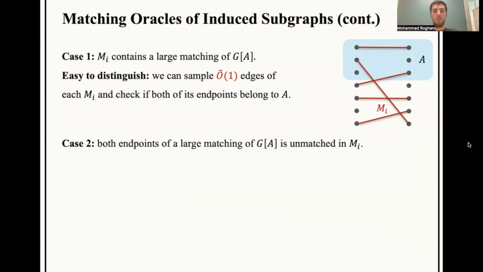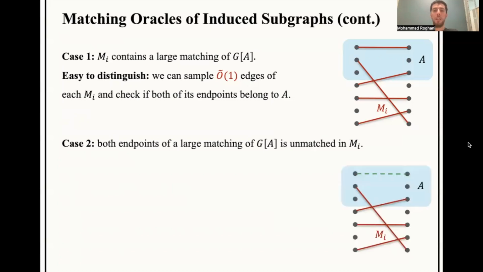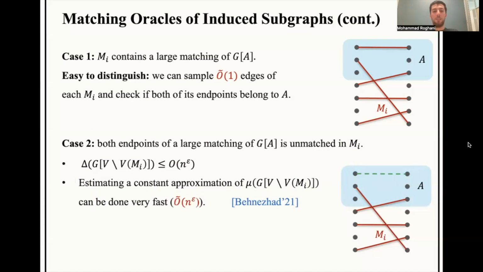In the second case, for a large matching of the induced subgraph of A, both endpoints of those edges are unmatched in M_i. Because we build a greedy maximal matching on those edges and we randomly choose the edges of the maximal matching, we can show that the graph produced by removing the vertices of the maximal matching has a low max degree. Because of this bound on the max degree, estimating a constant approximation of those edges that have both endpoints unmatched can be done very fast by the result of Behnezhad in FOCS 21. So this case is also easy to distinguish.